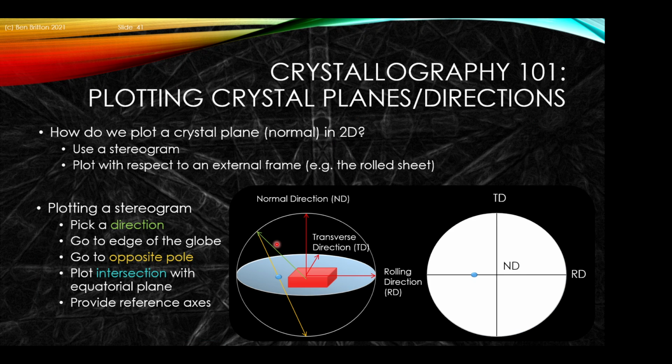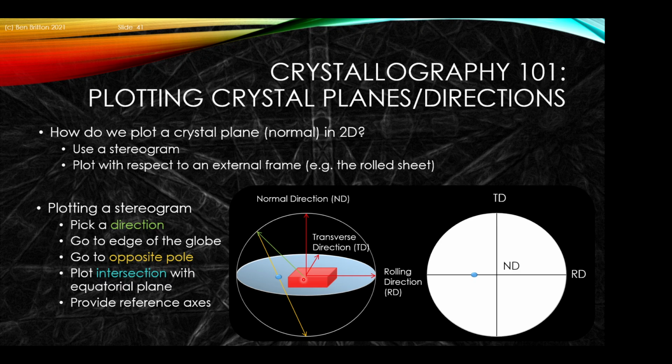Now, one of the things we're going to have to do, and it's important for us to remember, is plot a three-dimensional vector in our two-dimensional space. One of the methods we can use is what we call the stereogram, and the stereogram has a procedure to plot it. We'll do one example on the next slide.